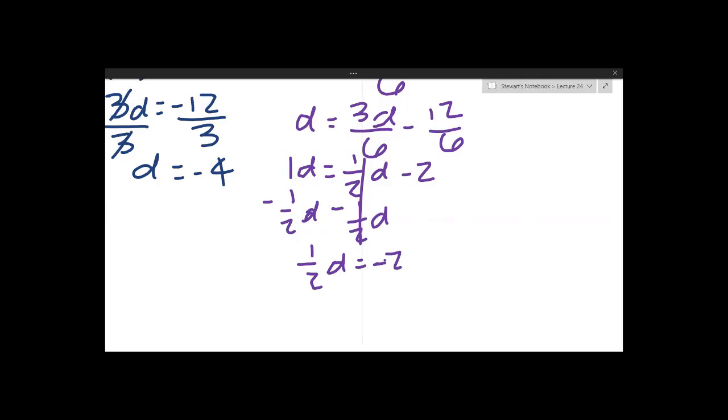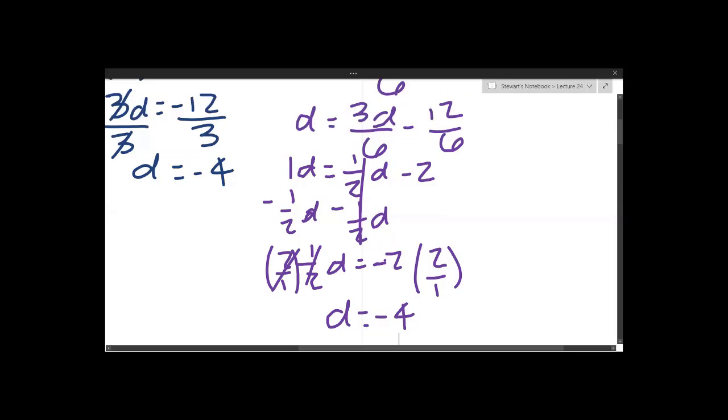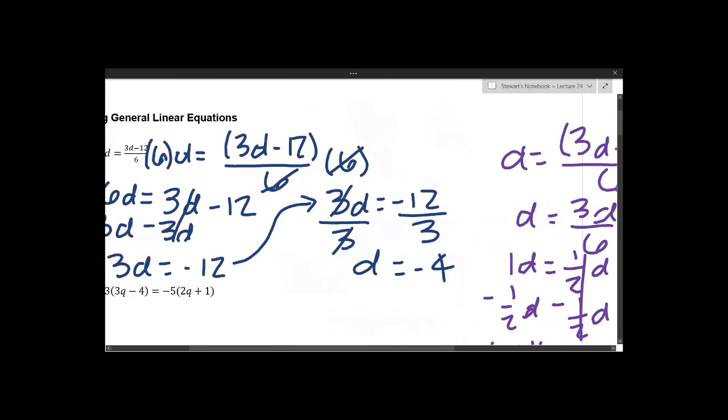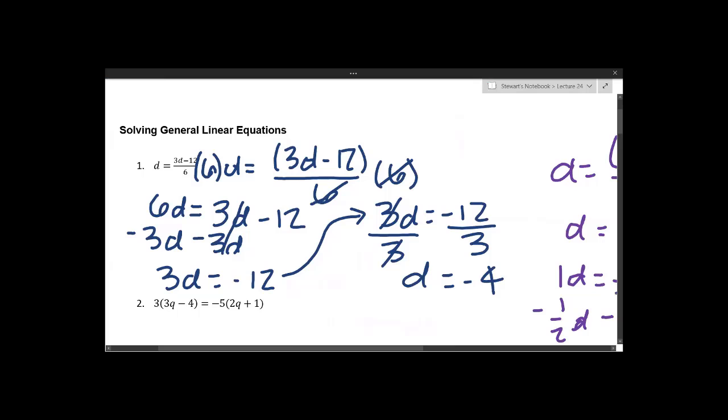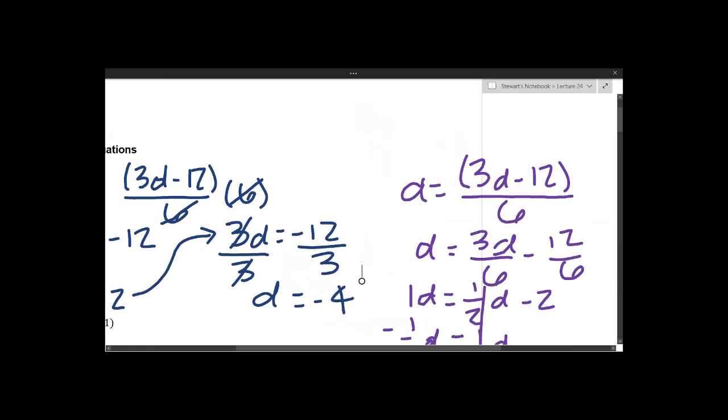So then in order to get rid of this fraction, we're going to multiply by the reciprocal, which is 2 over 1, which would cancel it. And then multiply by 2 over 1 over here. So once again, we're left with d is equal to negative 4. You can do it either way that you like. It works both ways. This first way, though, is just a little bit fewer steps. But either way you want to think about it, it works.